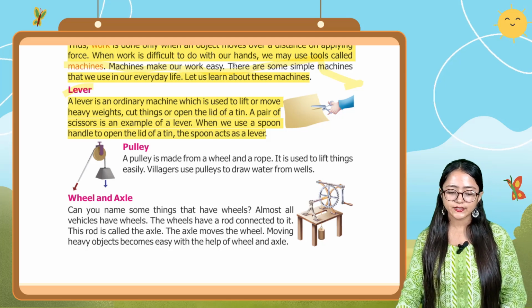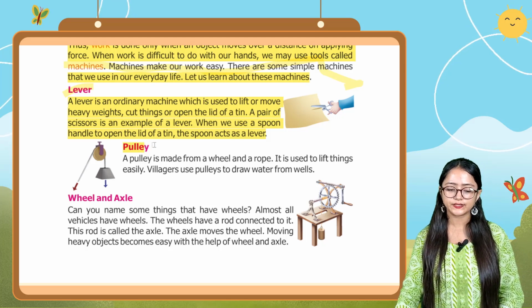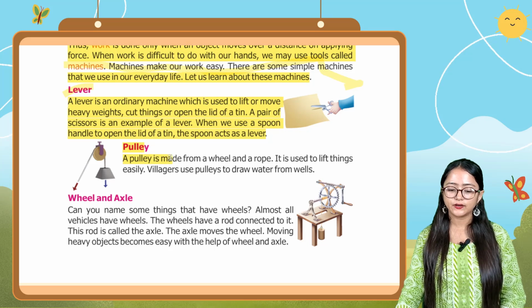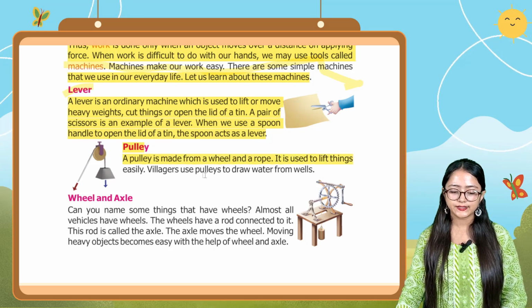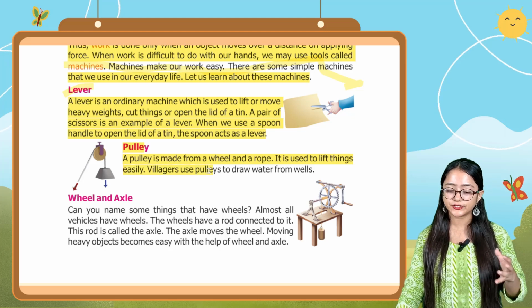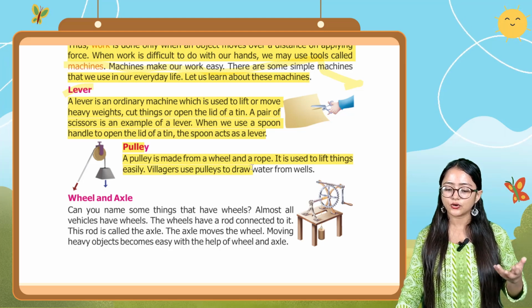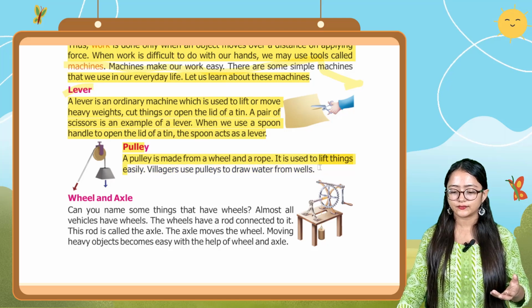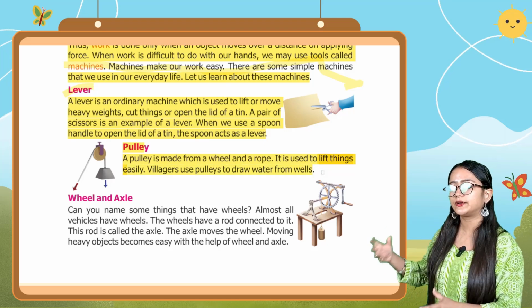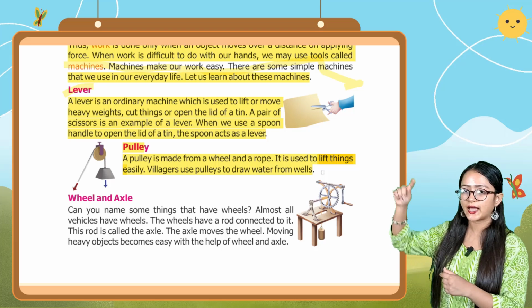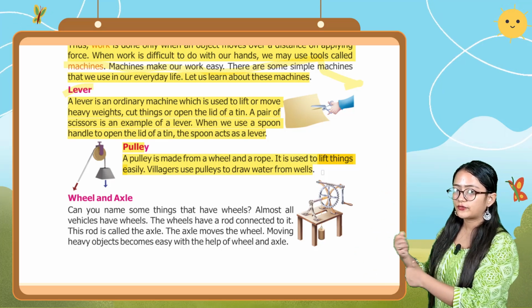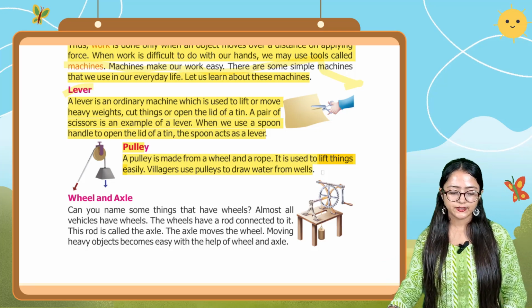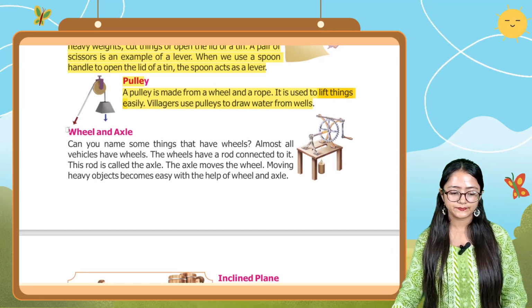Okay, next comes the pulley. A pulley is made from a wheel and a rope. It is used to lift things easily. Villagers use pulleys to draw water from wells. It contains a wheel and a rope to pull the water from the well.